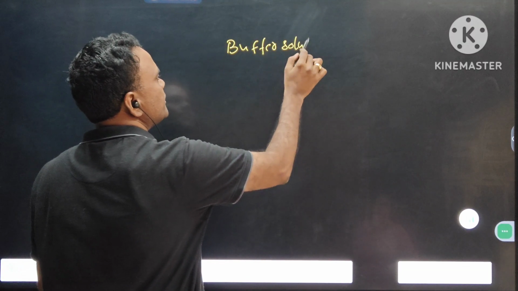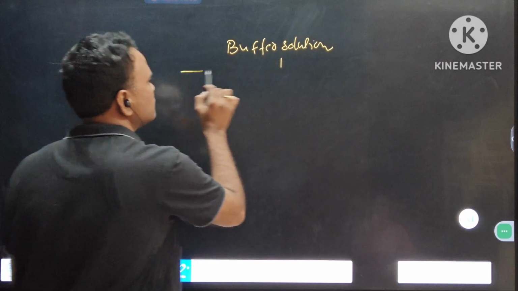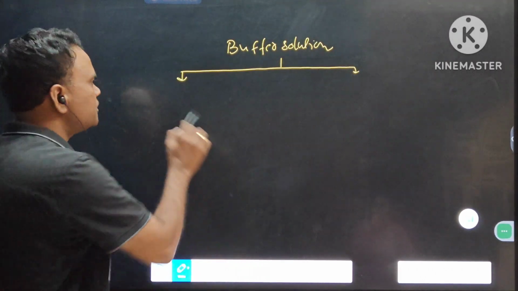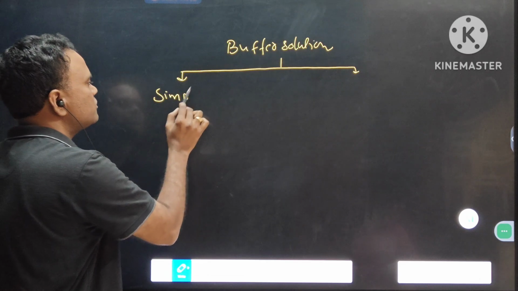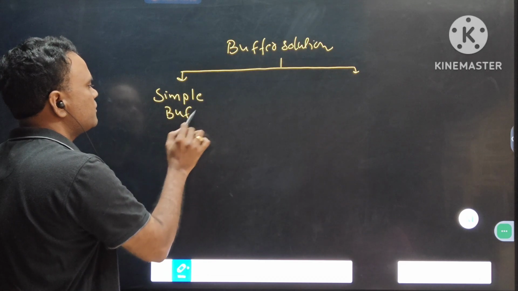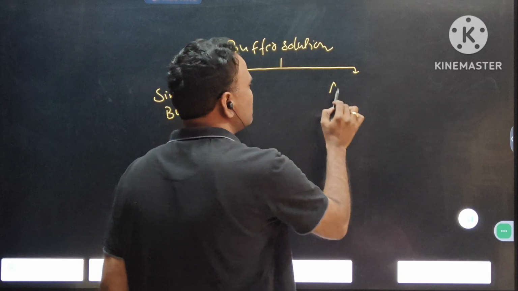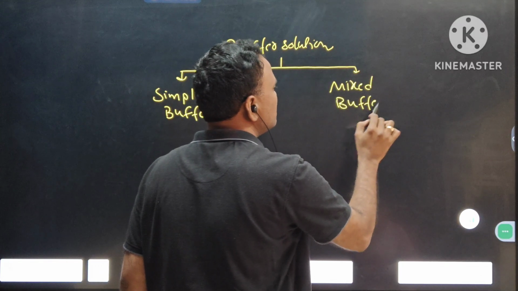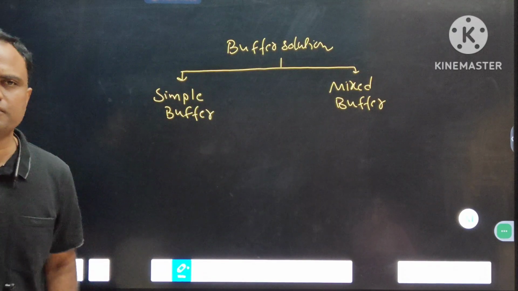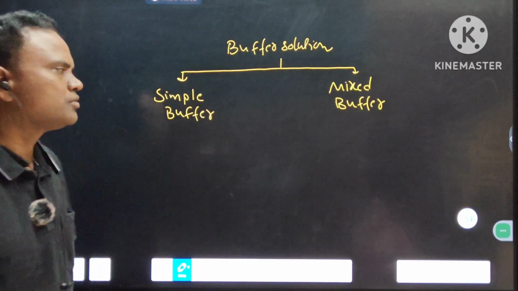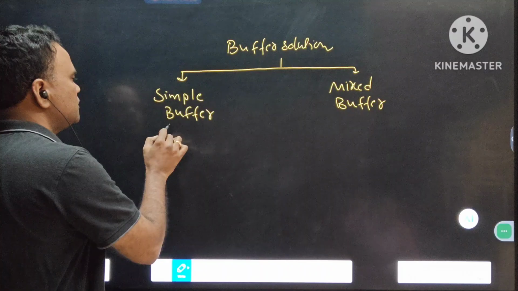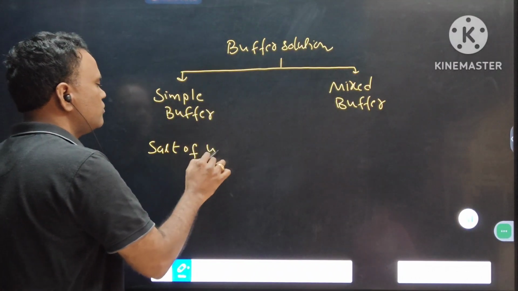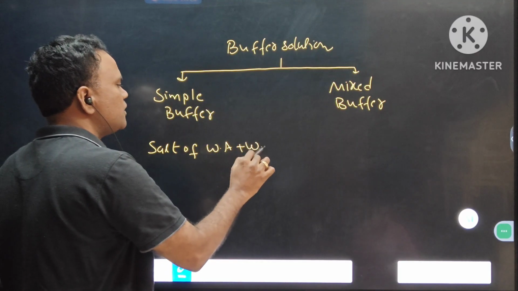Buffer solution is classified into mainly two types: simple buffer solution and mixed buffer solution. Simple buffer and mixed buffer. What is a simple buffer? See, a simple buffer is nothing but a salt of weak acid plus weak base. You know already.